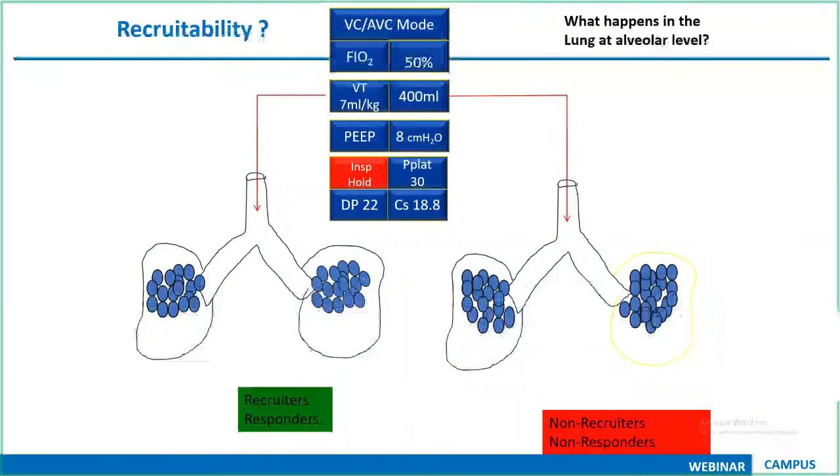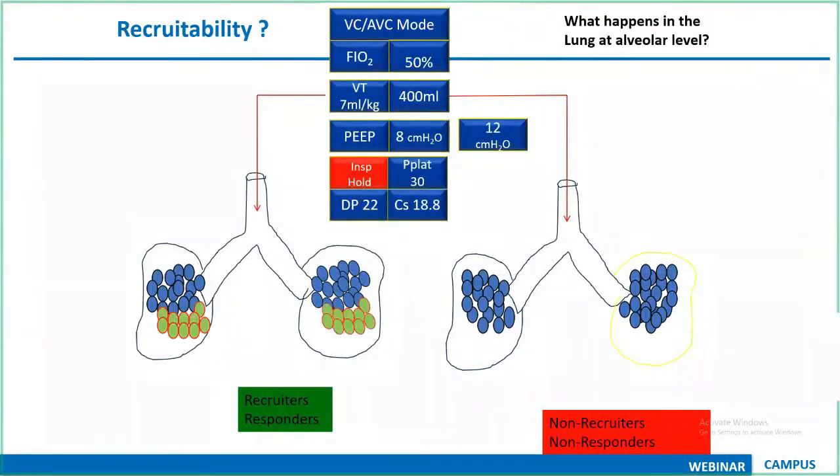So what is this recruitability? We discussed last time, just refreshing those things. When we put the patient on, say, volume control mode with 400 ml and 8 PEEP, this is how it will be. It will be just opening up some of the alveoli. So now I'm increasing the PEEP.